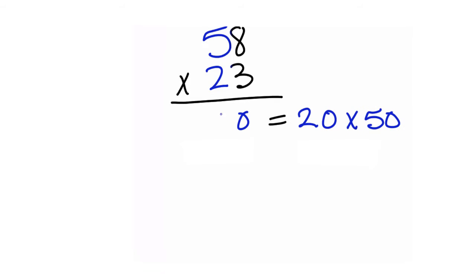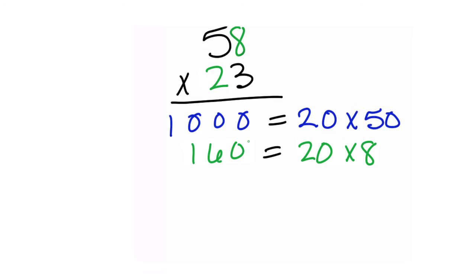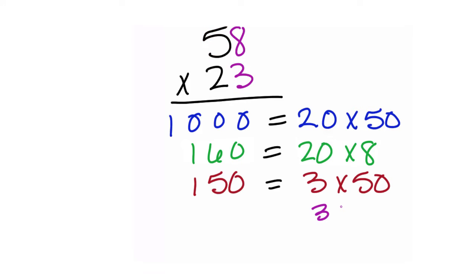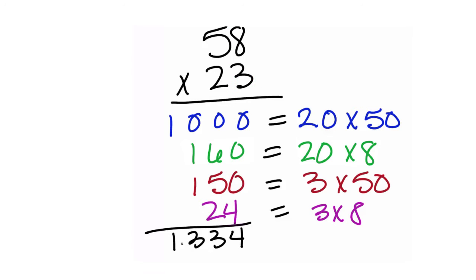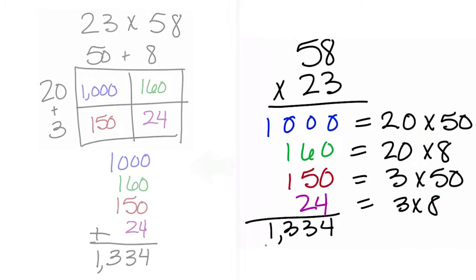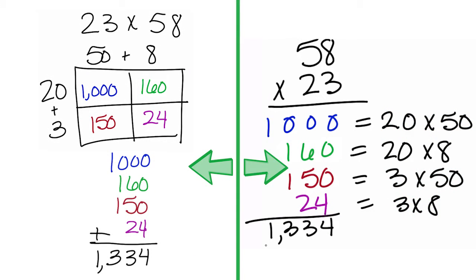20 times 50 is 1,000. 20 times 8 is 160. 3 times 50 is 150. And 3 times 8 is 24. The connections can be seen between the array model and the partial products when they are next to each other.